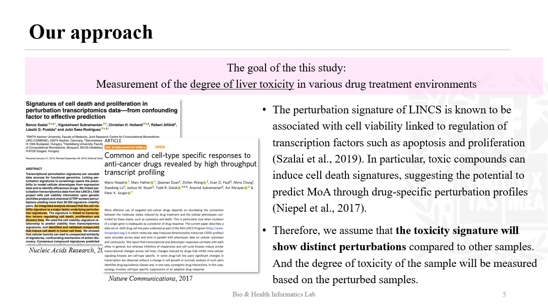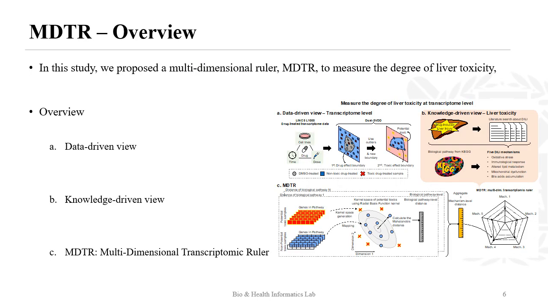Therefore, we assume that the toxicity signature will show distinct perturbation compared to the others, and the degree of toxicity of a sample will be measured based on the most perturbed samples. Therefore, in this study, we propose a distance called MDTR.